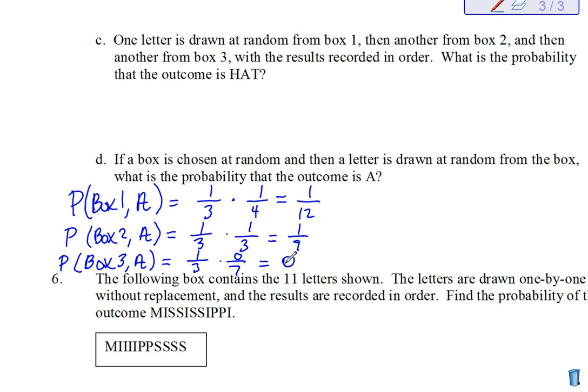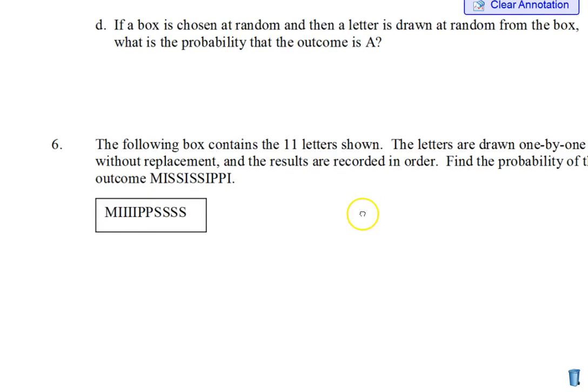All right, moving on to number 6. Let me get to that one. Scoot this down just a bit. Hang on just a second. So in this one right here, it says, the following box contains 11 letters shown. The letters are drawn one by one without replacement, and the results are recorded in order. Find the probability of the outcome Mississippi.